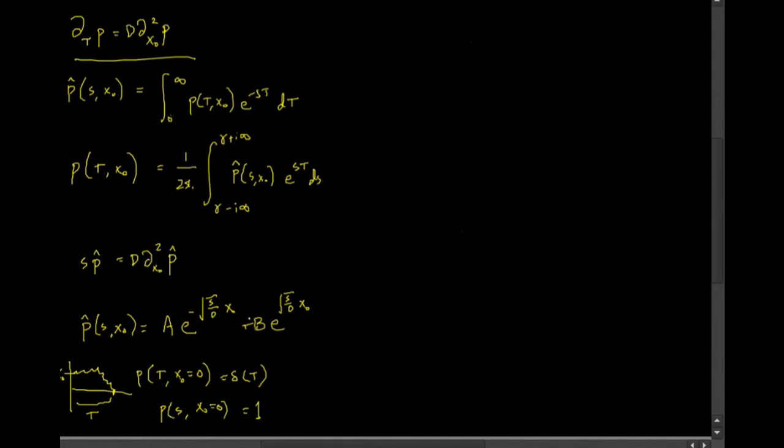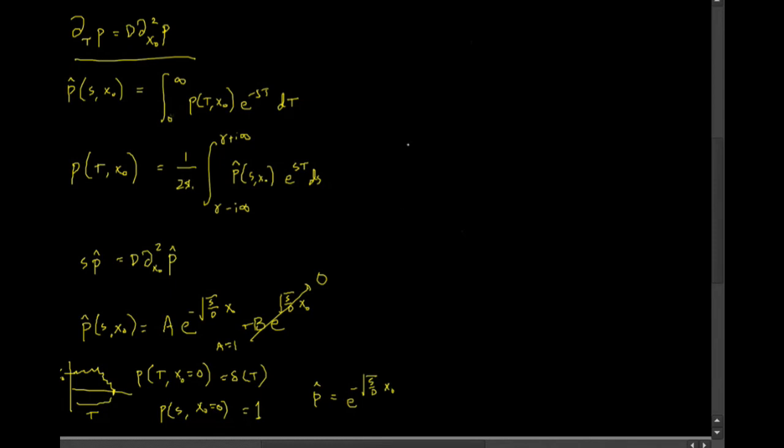Okay, and that will help us figure out what a and b are. So it turns out we're going to set b to 0 because this thing blows up for large x. So on physical grounds, we don't think that's a realistic term to have. And then this fact that p hat of s comma x naught equals 0 is equal to 1 allows us to say that a has to be 1. So now we have our p hat. So p hat is simply e to the minus square root of s over d x naught. Okay, so we're almost there.